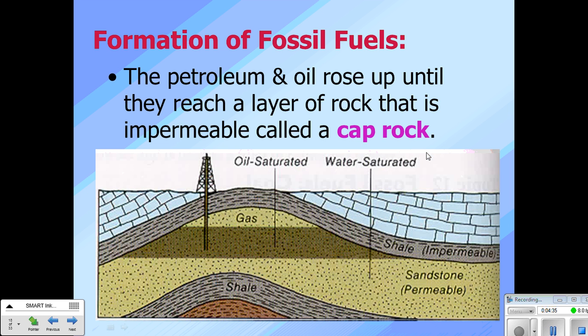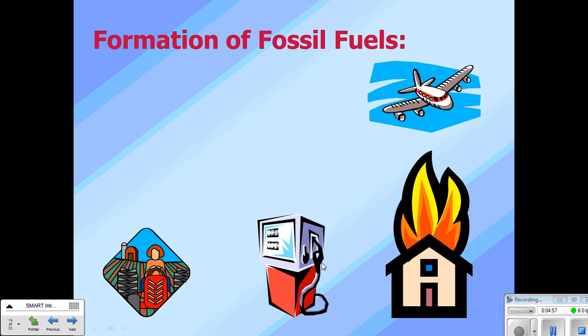And then some of you guys remember this picture. It was on your review guide. And you've got the shale, which is impermeable, another layer of shale that's impermeable. And then the permeable sandstone, you've got water down here, it's water saturated. And then the oil, and that's why the well is drilled down into the oil. And then you get the gas that's trapped on top.